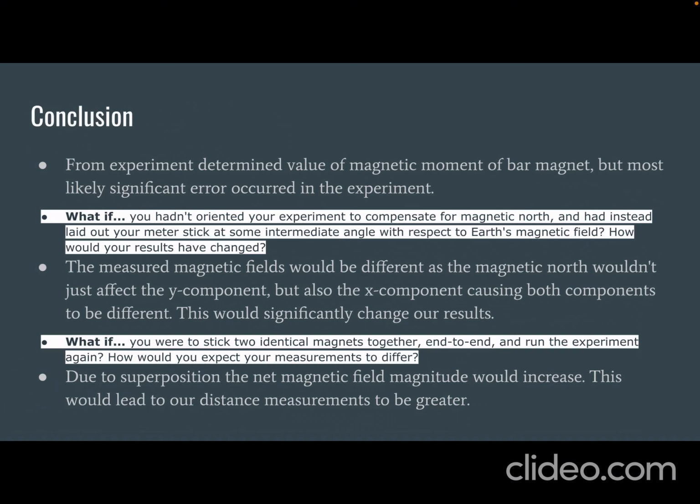And then if we stick two identical magnets together and run the experiment again, how would the results be different? Due to superposition, the net magnetic field would increase as those two dipoles would combine to form one larger dipole, and because of this, the magnetic moment of that dipole then would increase, and this would lead to the distance measurements being greater because to feel the same net magnetic field, objects could be further away because the magnetic moment is greater.